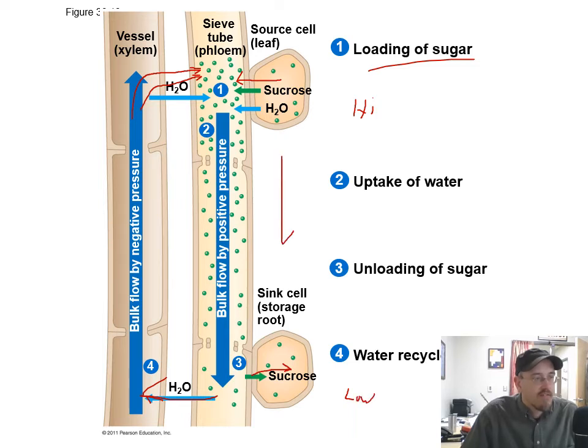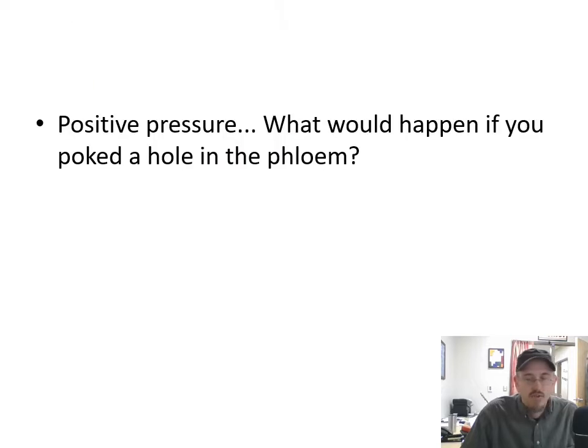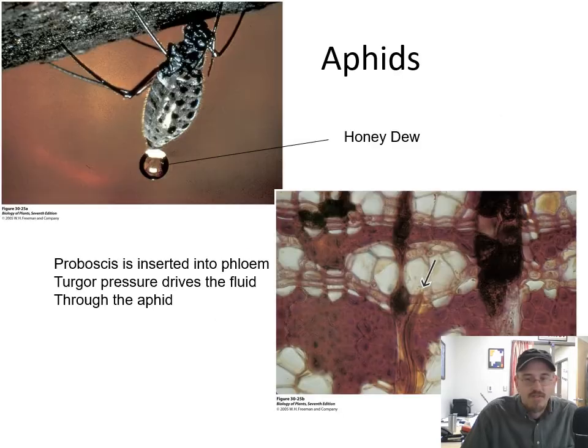and so everything flows in that direction. However, if you were to poke a hole in this, it would act different than xylem. Why? Because this is a positive pressure system. If I poke a hole into some phloem, so let's say we have some phloem right here, I poke a hole in it, water is going to spurt out. It's like poking a hole in a garden hose.